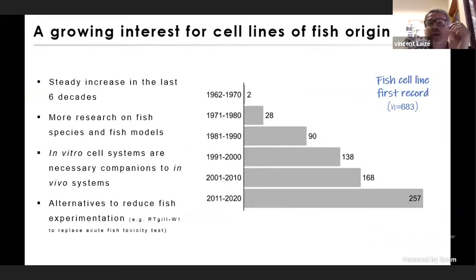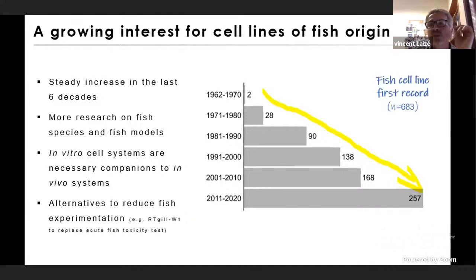If we look at the data about fish cell lines, and specifically about the first record of the fish cell line, the Cellosaurus database has that information: the year of the first publication for a particular cell line. If we look at this data, we can see a steady increase in the last 6 decades in the provision of fish cell lines. We think this is probably the consequence of an increased usage of fish in science, which results from more research on fish species.